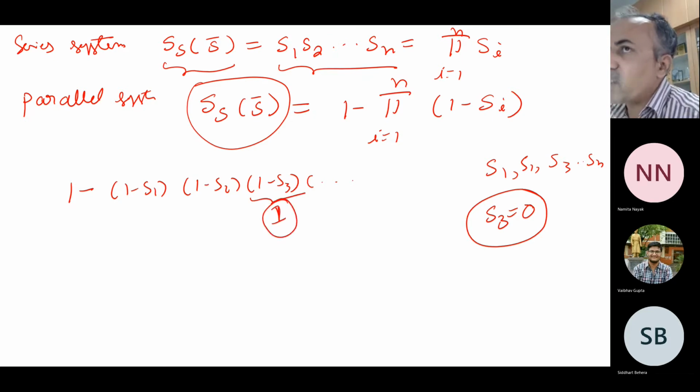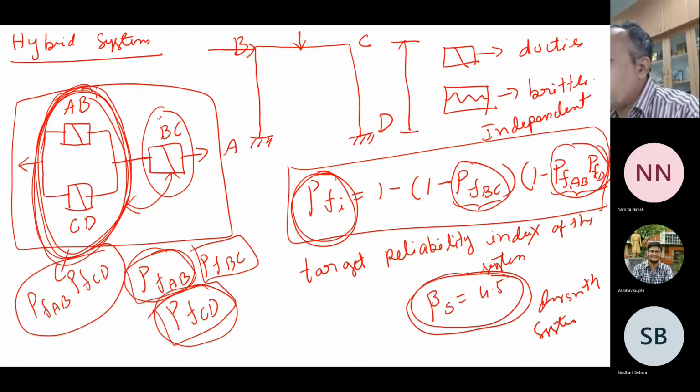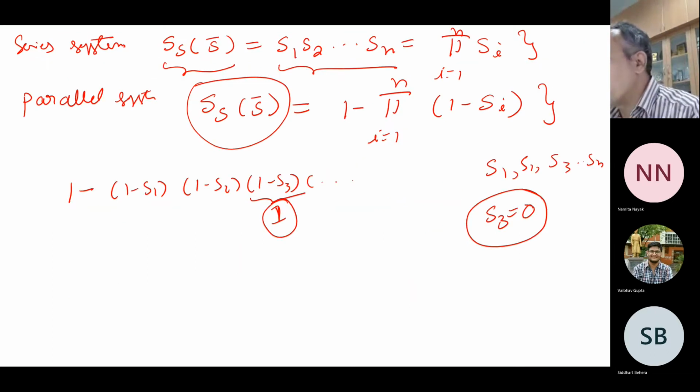So in a parallel system, what is the meaning of this? Even if one element collapses, the system will not collapse. The system will still be acting actually. So this is how we represent a series system and a parallel system using these Boolean variables. It is not probability of failure. Please be careful here. Probability of failure has to be calculated through the individual expressions only. But here this is just a notation we use for non-failure and failure using these Boolean variables, a description of how to write a series system and a parallel system.